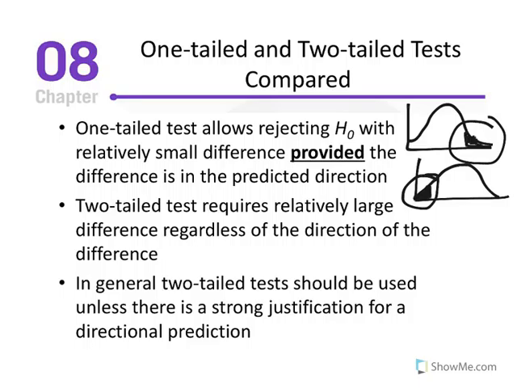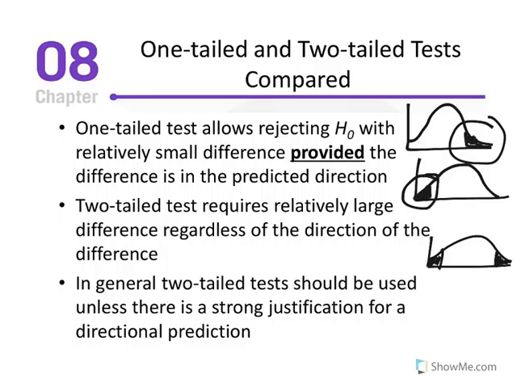A two-tailed test requires a relatively large difference regardless of the direction of the difference. So again, we're looking at both tails. And essentially what we're saying is that a one-tailed test is easier to pass simply because that proportion is larger.